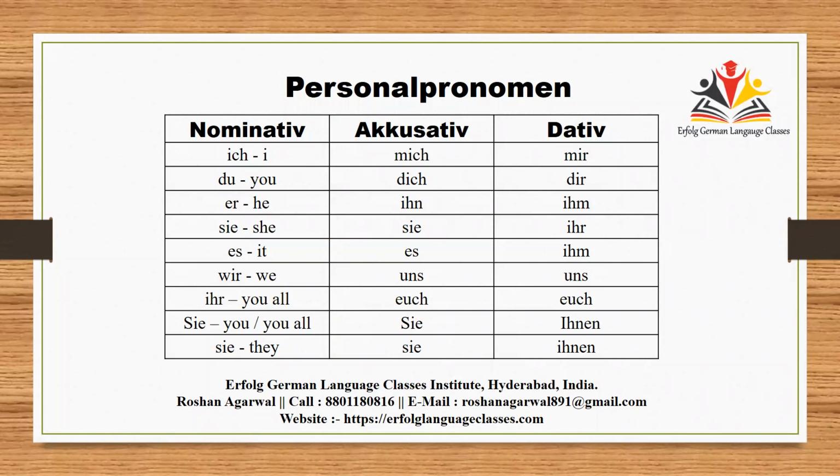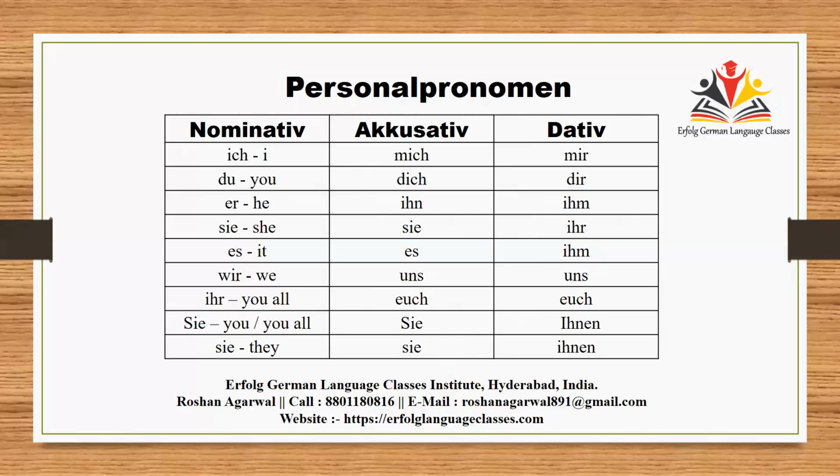In this video, we are going to learn personal pronomen im Nominativ, Akkusativ und Dativ. So let us see what is a personal pronomen im Nominativ. Ich means I, du means you. This du is an informal singular. Er means he.